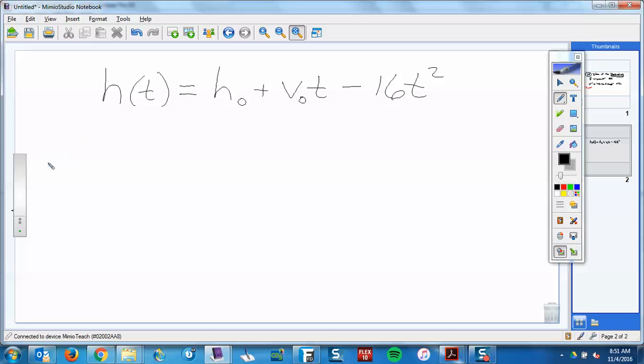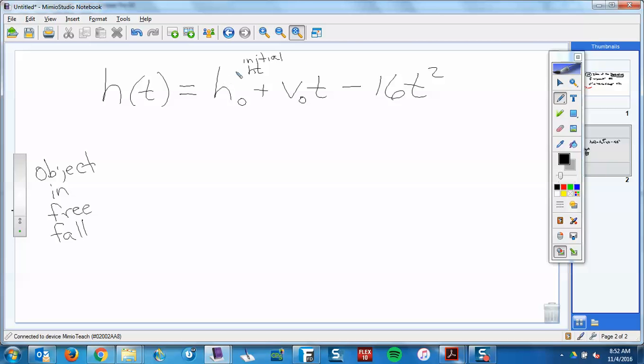This is the height of an object in free fall. So if I go up to the roof and I drop a baseball, or I go outside and throw up a baseball, once it leaves my hand, it's in free fall, right? The only thing acting on it is gravity. So h sub 0 would be the initial height that I drop or throw the thing from, the height when I release it.